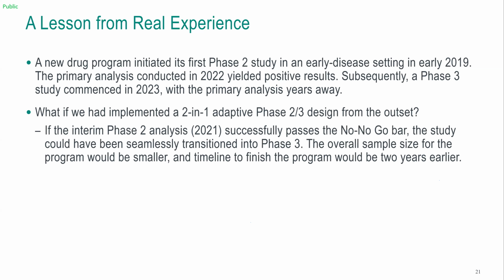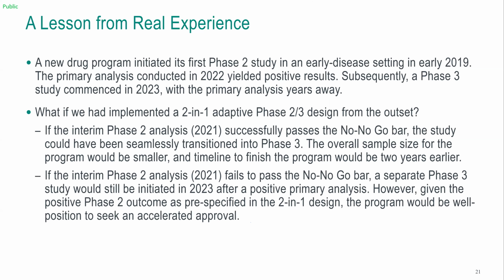Well, if the interim phase 2 analysis, which would happen in about mid-2021, successfully passes the go-no-go bar, the study could have been seamlessly transitioned into phase 3. The overall sample size for the program would be smaller because these phase 2 patients will be included in the phase 3 analysis. And the time to finish the program would be at least 2 years earlier.